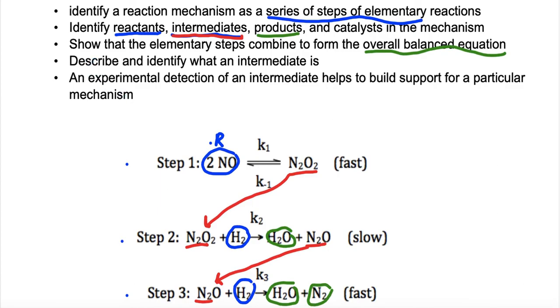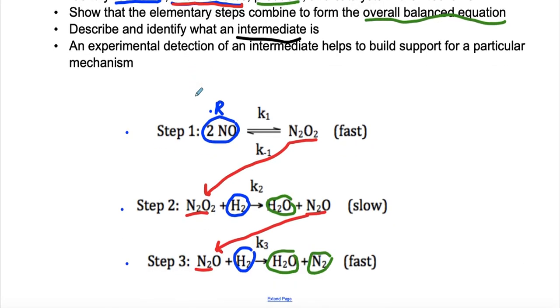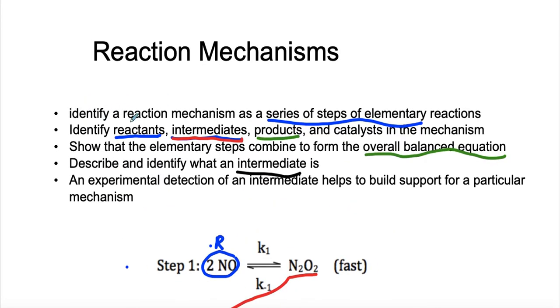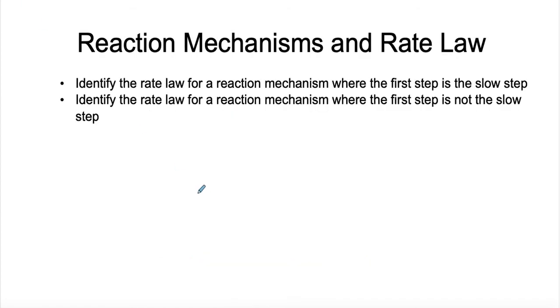Describe and identify what an intermediate is. So we talked about that. And then an experimental detection of an intermediate helps to support the particular mechanism. Okay, so these are reaction mechanisms. And then how does reaction mechanism relate to the rate law? Well, the rate determining step is your slow step. So what is your slow step? You need to be able to do this for 2 mechanisms.